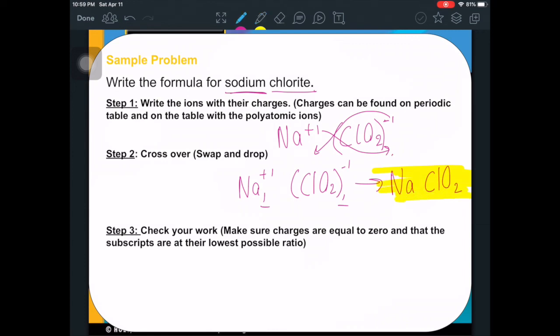Let's go ahead and check if our charges make sense. So I have 1 positively charged sodium ion, plus I have 1 negatively charged chlorite. This equals plus 1 minus 1 equals 0. So my overall charge makes sense. If I have one sodium and one chlorite ion, polyatomic ion, they will cancel each other out and form an overall charge of 0.